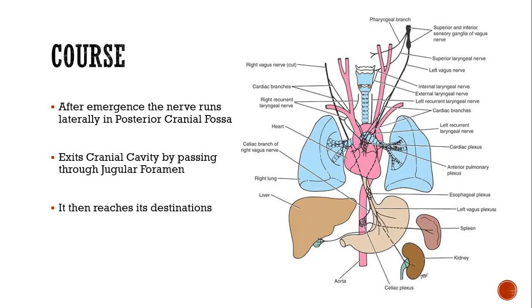So basically, anything which is coming along its way is going to be supplied by it. For example, it's going to supply the larynx, it's going to make a cardiac plexus, pulmonary plexus, bronchial plexus, esophageal plexus, gastric plexus, celiac plexus. It's going to turn left and supply the spleen. It's going to go down and supply the kidneys. It's going to turn to the right and supply the liver, forming the hepatic plexus. So this is the list of organs that are supplied by the vagus.